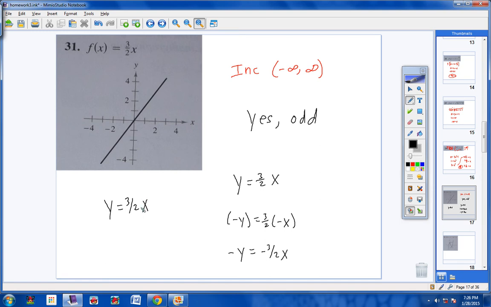x. So, when I put a negative x in for x, and a negative y in for y, and I simplified, did I get out the exact same function I started with? Yes. So that means this function here, or this graph, is symmetric to the origin.